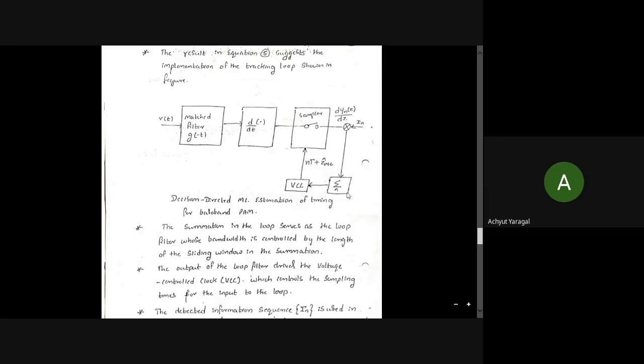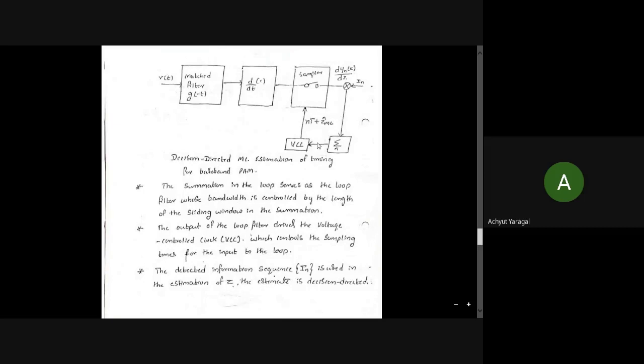Based on the length of the sliding window here, this particular bandwidth will be controlled here, and the output of this loop filter will be given as input to what here? The voltage controlled clock, right, which again controls the sampling here, how much sampling should be there at the input of the sampler here. This is how we can explain the estimation of the time using the decision directed method.